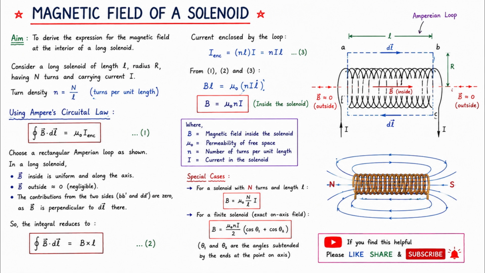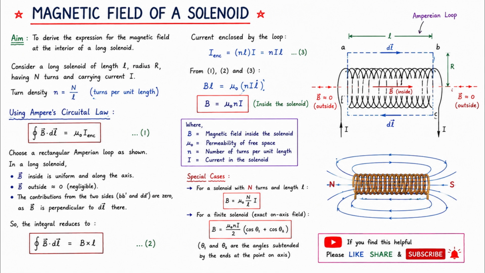Meaning of symbols. B means magnetic field inside the solenoid. I is the current through the solenoid. N is the total number of turns. L is the length of the solenoid. n equals N/L is the turns per unit length. μ0 is the permeability of free space, 4π times 10^-7 T·m/A.